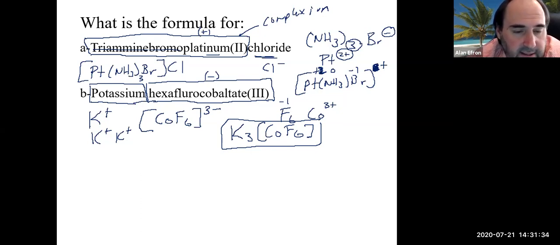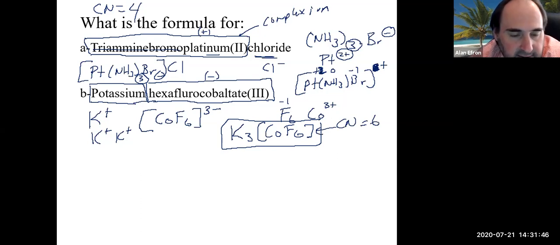Now, when we look at the coordination number, for the first one it is 3 and 1, which gives you 4. The coordination number here is 6 in this particular case. Any questions on naming or how to write formulas for these?